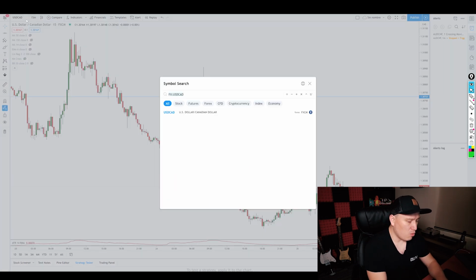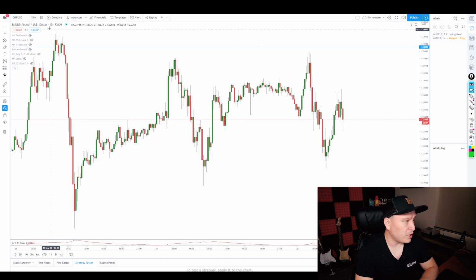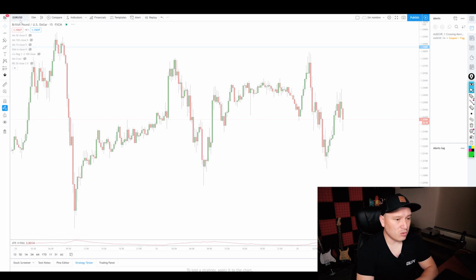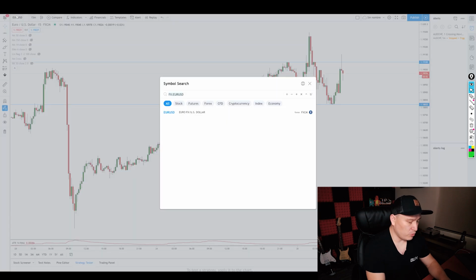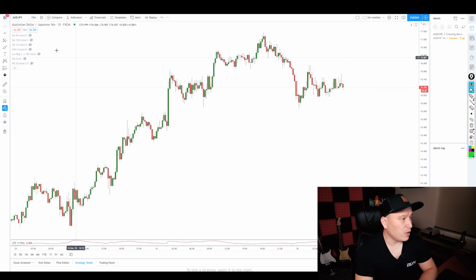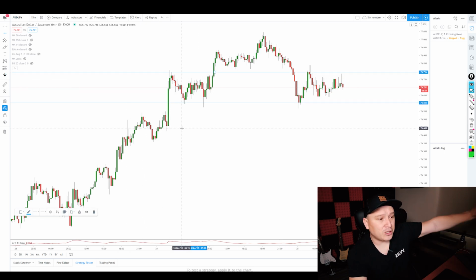Now, just to give you one last example, I'm just looking for major pairs right here. Let me see how EUR/USD is actually doing. This one we already saw. AUD/JPY. Let's go ahead and see this one right here. I see a good support level here and a good resistance level right here. I don't need to put anything else.